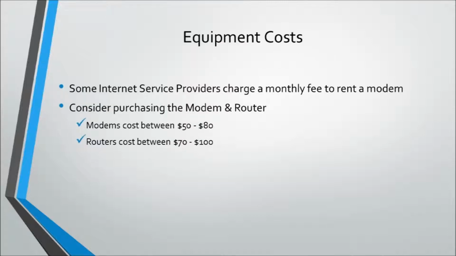Let's take a moment to look at the equipment costs. Some internet service providers charge a monthly fee to rent a modem. Consider purchasing the modem and router. Modems cost between $50 and $80 typically, and routers between $70 and $100 typically. Within 1 year, you could recoup those costs and potentially have a stronger network.